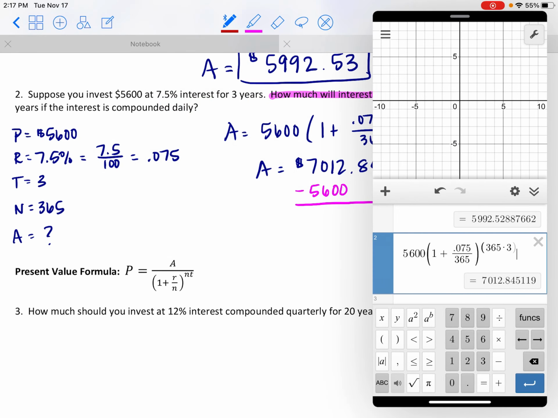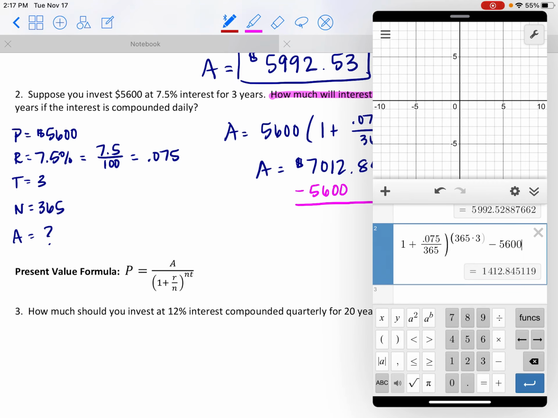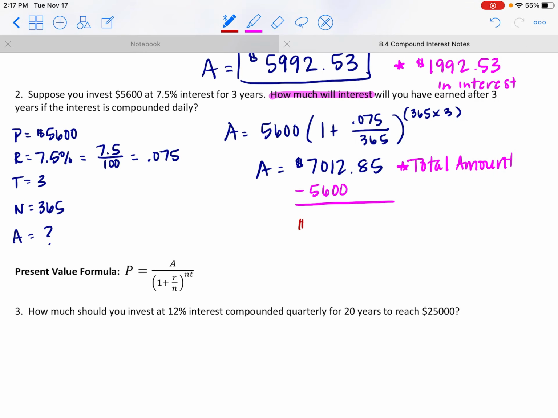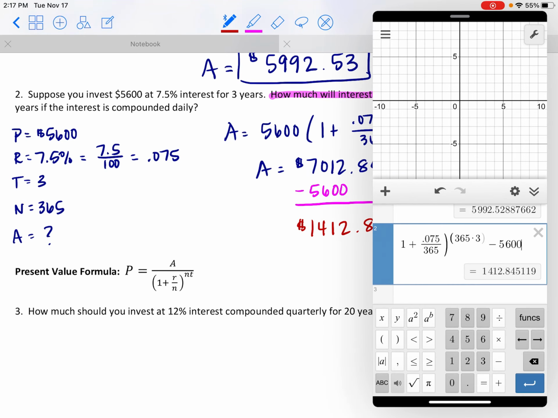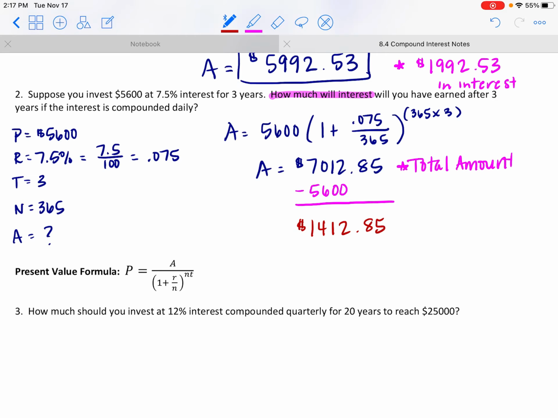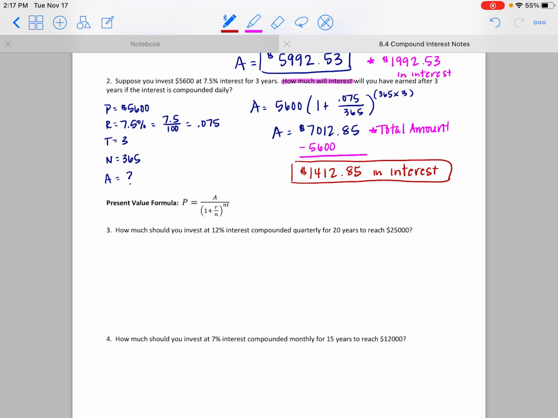So let's take that and subtract 5,600. And so $1,412.85. Duh. In interest. Okay, so that's going to be the answer for that one. All right, so you can use that to find the total final amount and then subtract out the principal amount if you're asked for the interest.